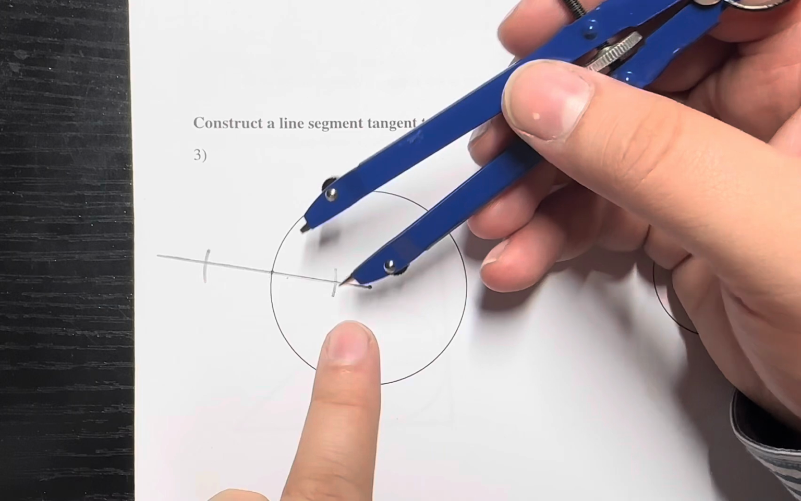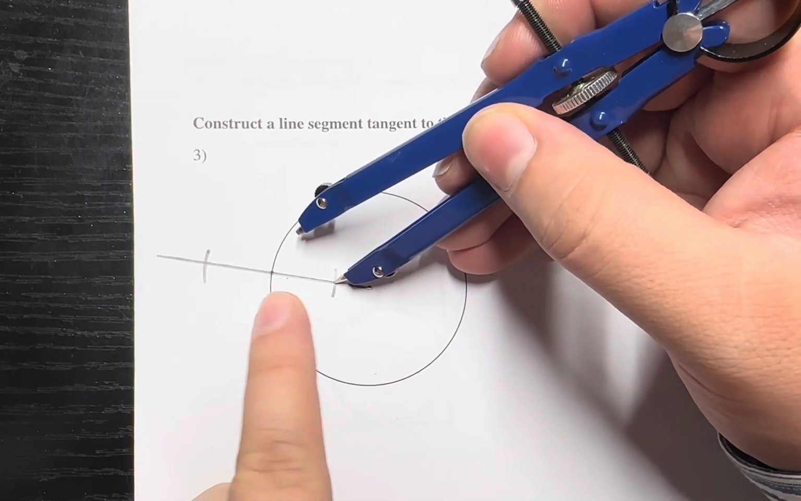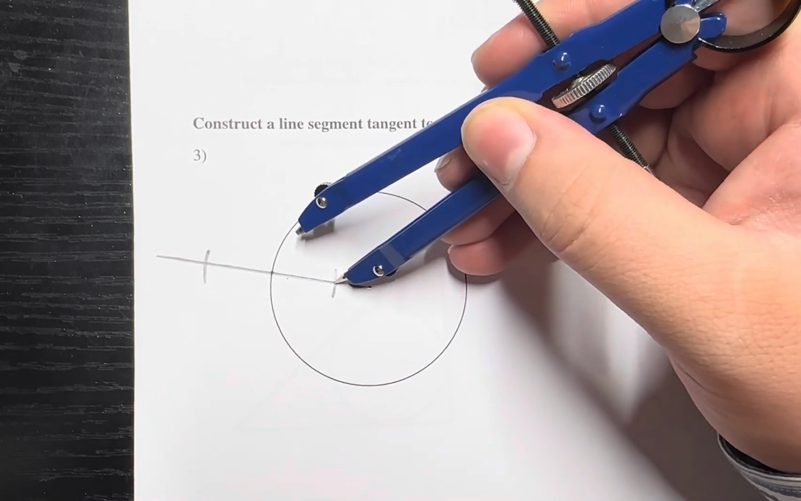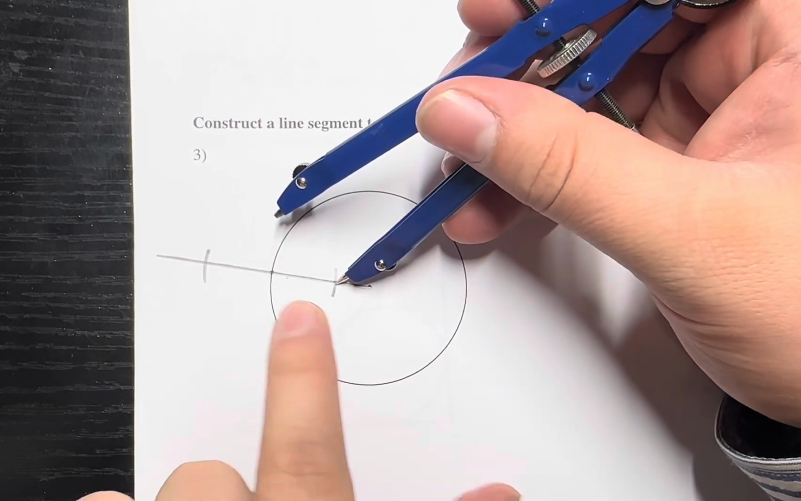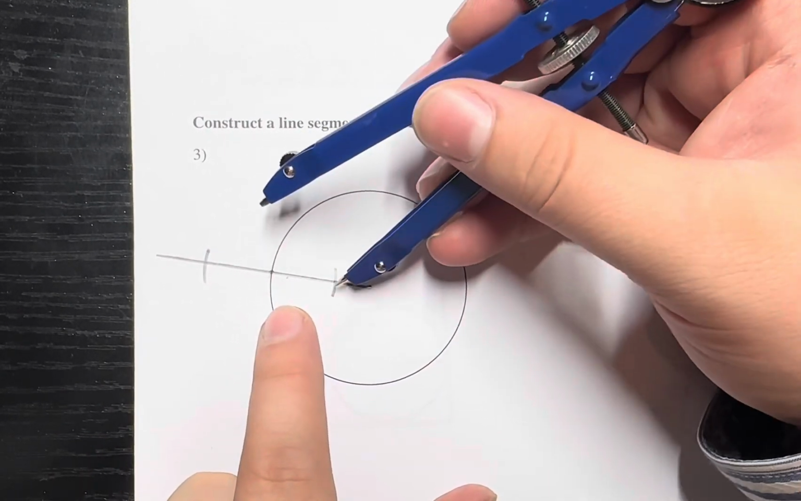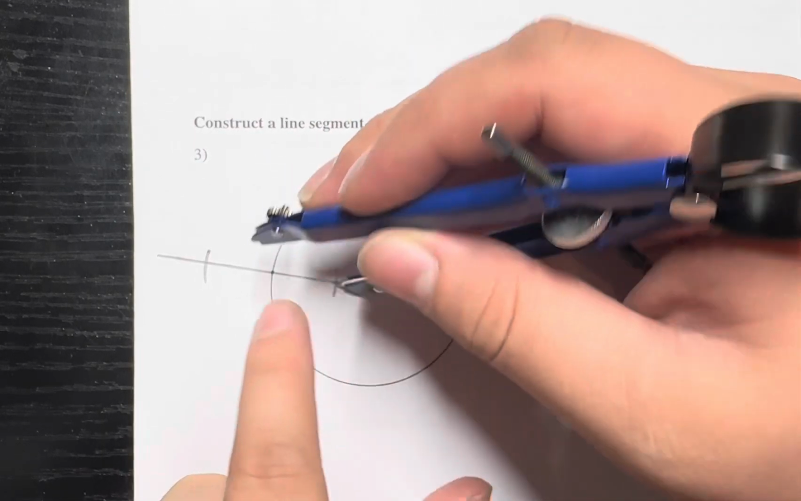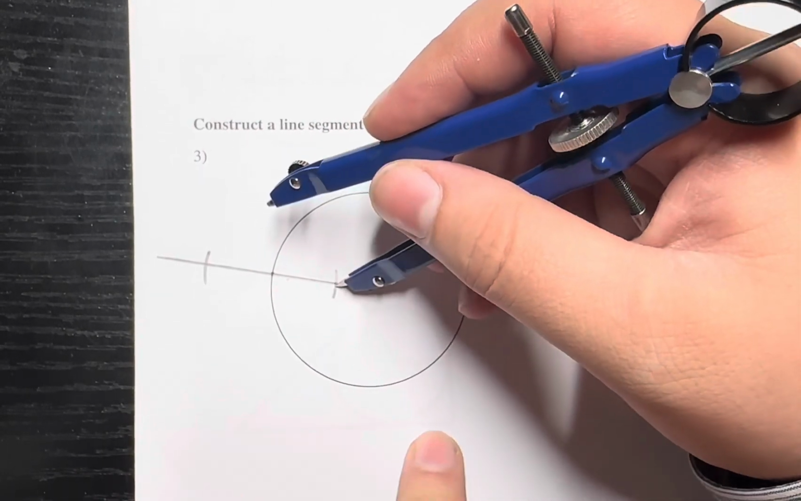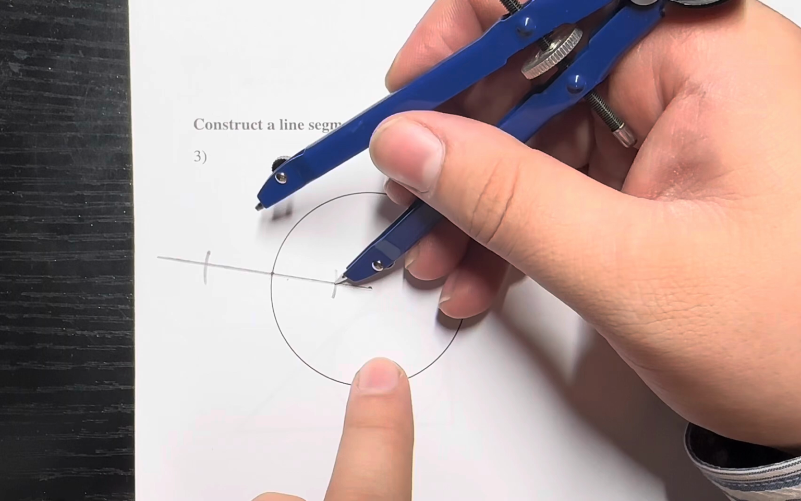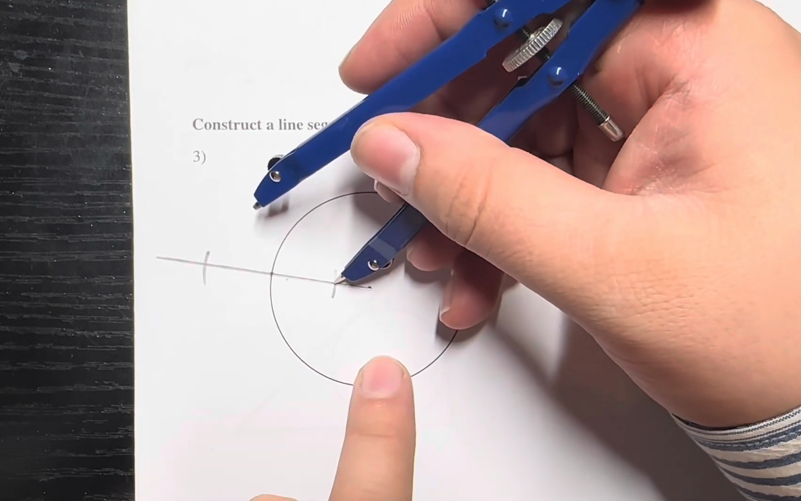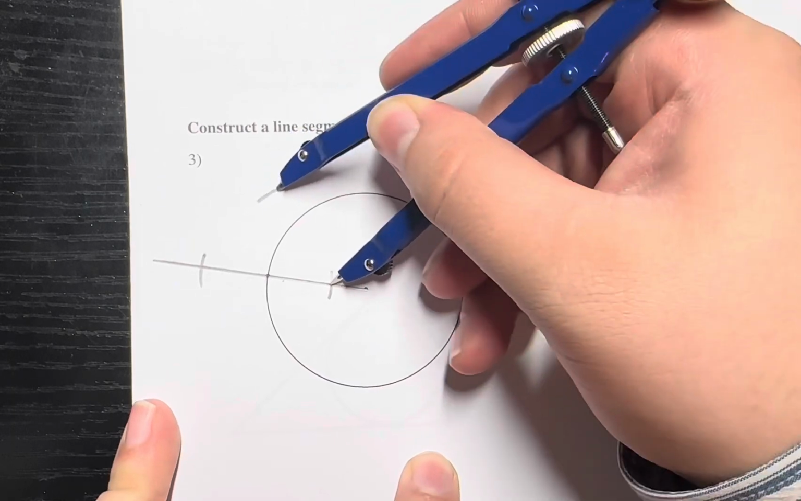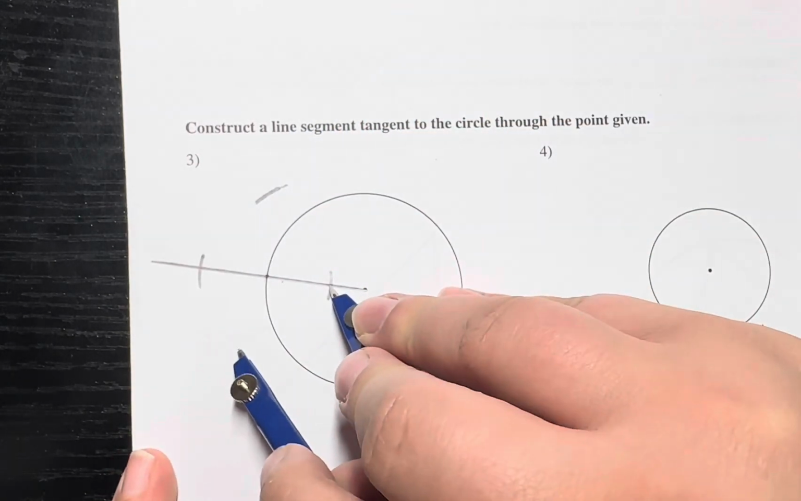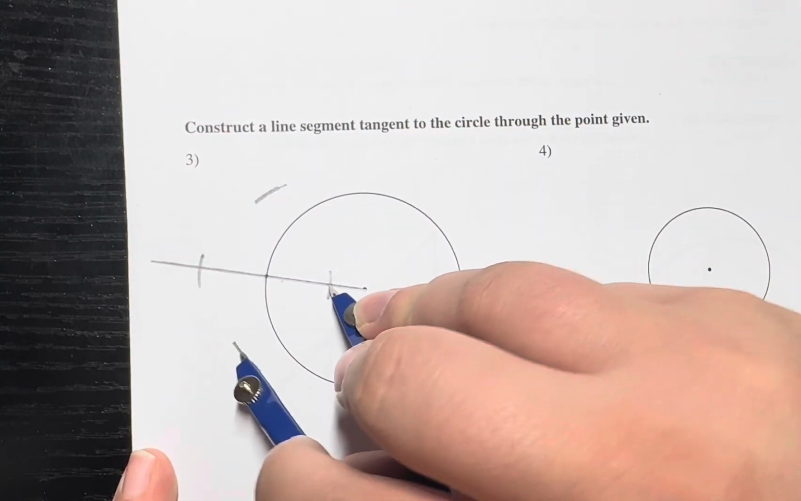Now I'm going to take my pointy end, put it right where the arc and the line intersect, and I'm just going to make this longer than it was before because it can't be the same size or I'll just end up putting it right on that dot. So I'm just going to make my compass a little longer. Doesn't matter how much longer, just a little longer. And then I'm going to put an arc up here and an arc down here.